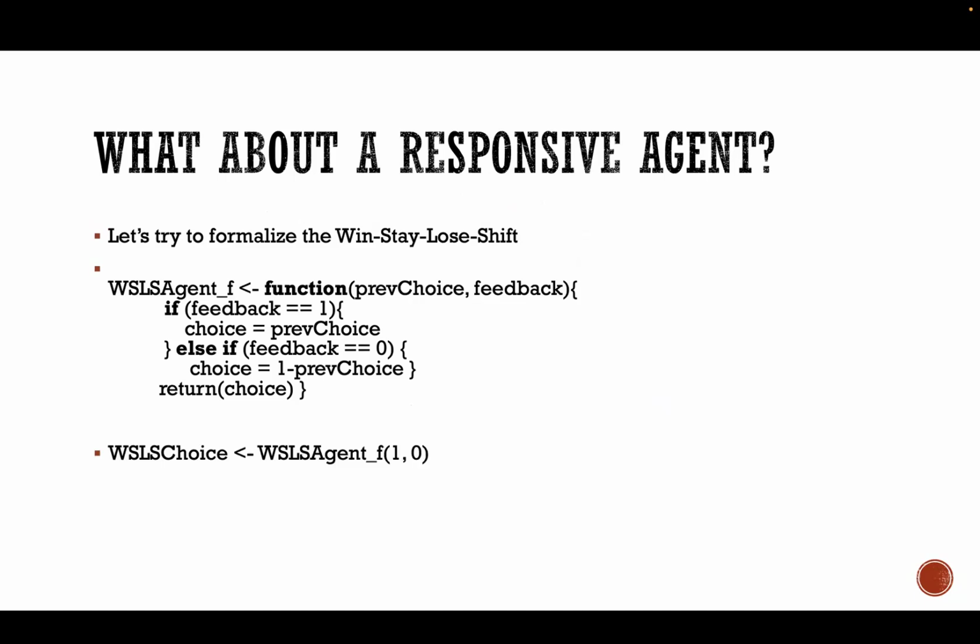So if I give to the win-stay, lose-shift agent a previous choice of 1 and a feedback of 0, what's the outcome? Somebody new? Yes? 0. Yes, because we changed the choice, right? We lost, we changed the choice. Great.